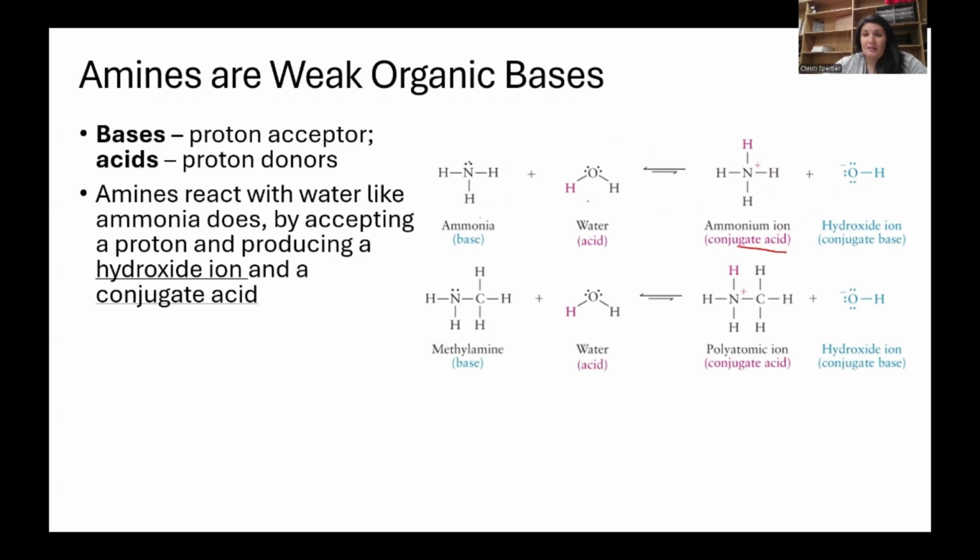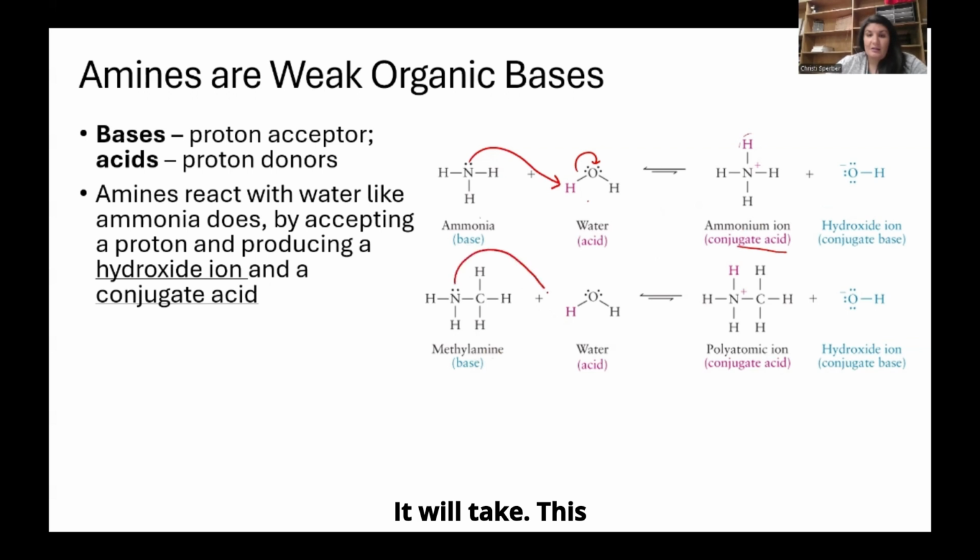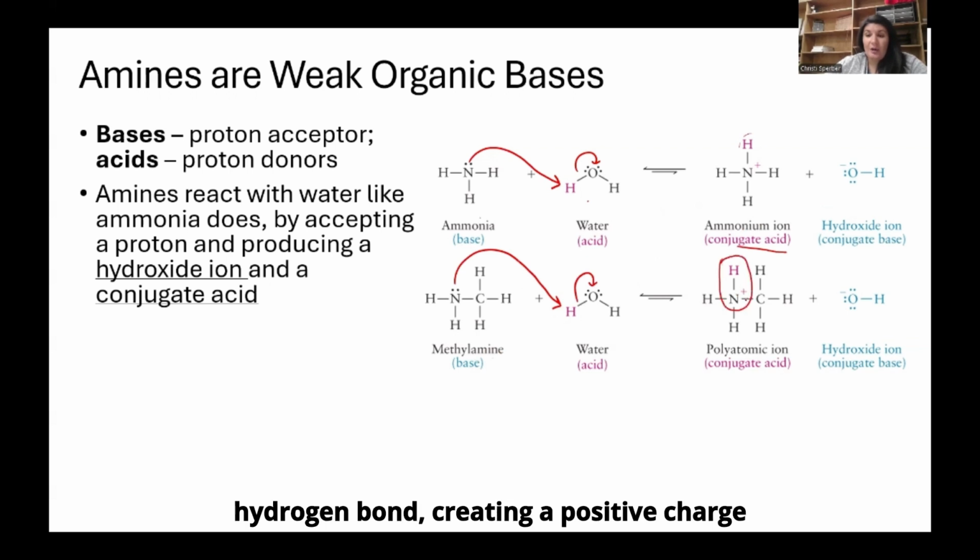So it takes this hydrogen and it creates this nitrogen-hydrogen bond, which makes it positive. And now this oxygen has only one hydrogen and makes this hydroxide ion. The amine acts very similarly. It will take this hydrogen as well. And now you've created a new nitrogen-hydrogen bond, creating a positive charge on this nitrogen, and you created a hydroxide ion.